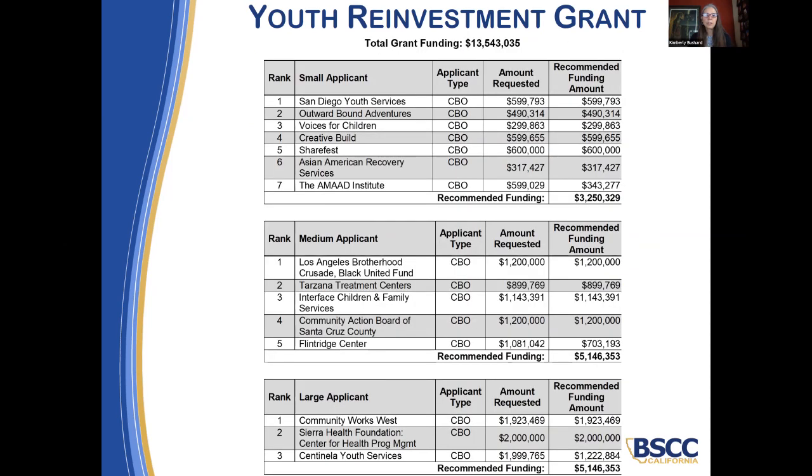Now let's go ahead and look at this next slide here, which shows the actual projects that would be able to be funded if we have 13.5 million. So this chart shows the actual request amount as well as the recommended funding amount so that you can see by category who we would be recommending for funding. So the smalls, again, we've got 6 fully funded plus 1 additional for partial funding. The mediums, looking at 4 fully funded and 1 partial. And then once we get down to the large, 2 full and 1 partial.